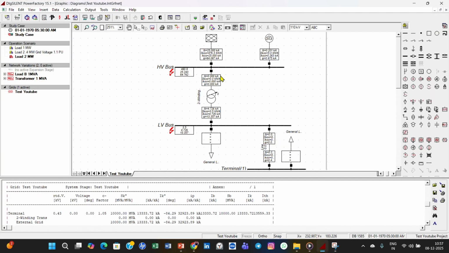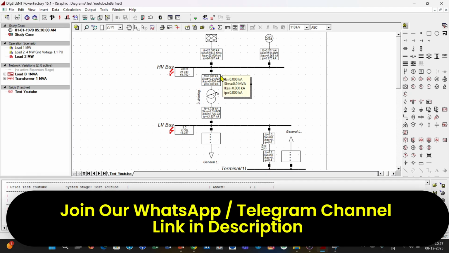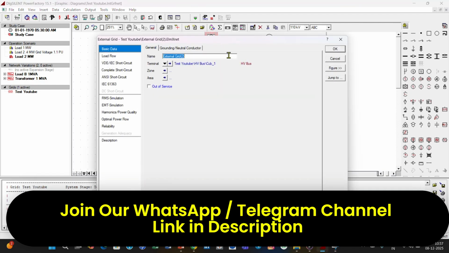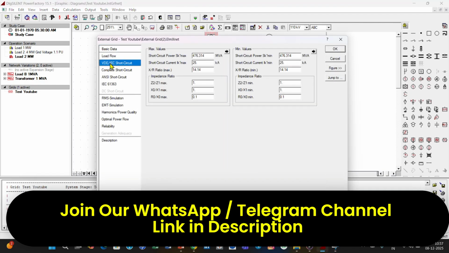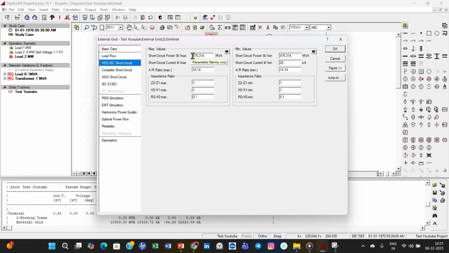This is our DigSilent PowerFactory and we have performed the short circuit analysis here. You can double click on the grid, and in the grid you can see we have defined the short circuit power, that is short circuit MVA, the fault level, that is 25 kiloamperes, and the X by R ratio. You can also define these things. This is the maximum value and this is the minimum value.